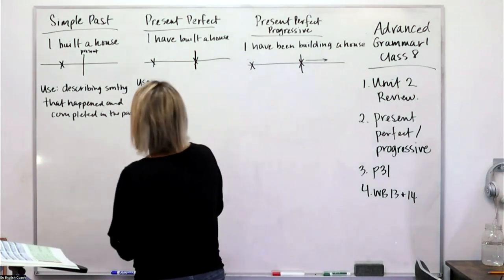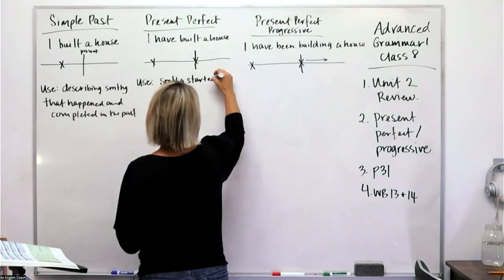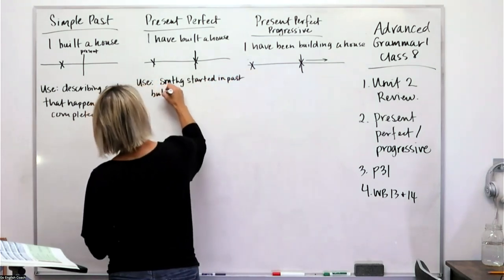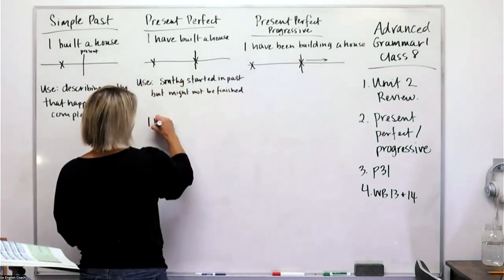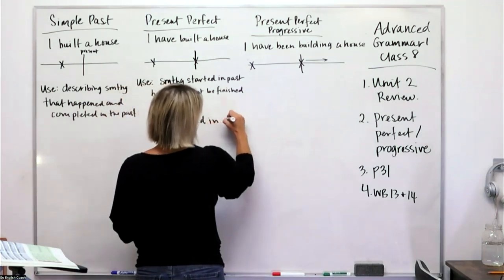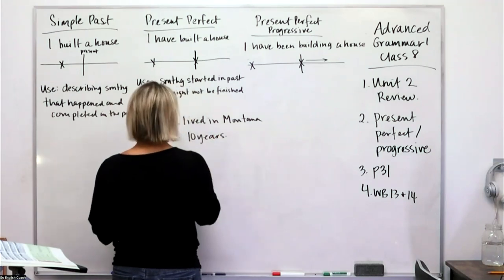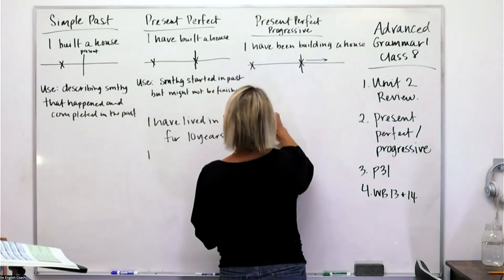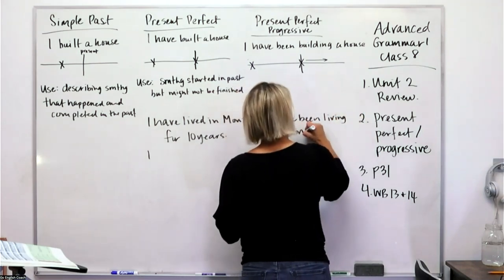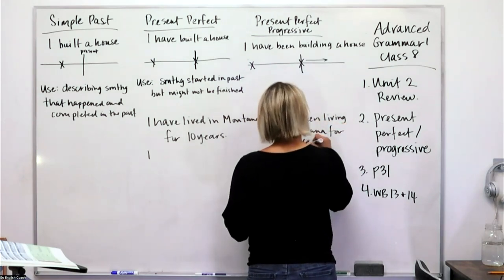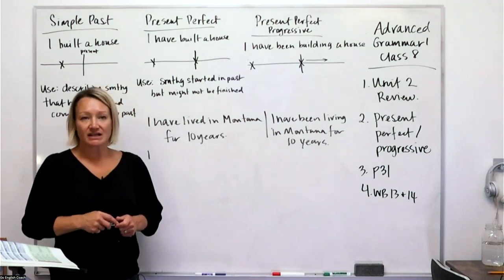So when we use present perfect, it's something that started in the past, but might not be finished. Okay, so you can say, I have lived in Montana for 10 years. I can also say, I have been living in Montana for 10 years. Now, the question then is what's the difference between those two sentences? Is there a grammatical difference? I have lived in Montana for 10 years.